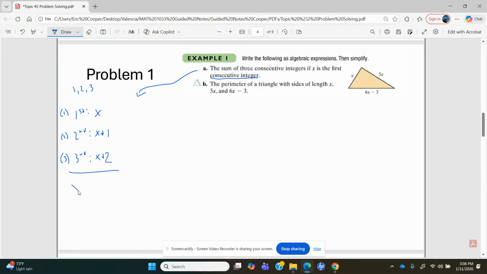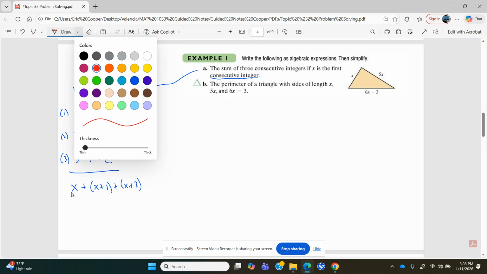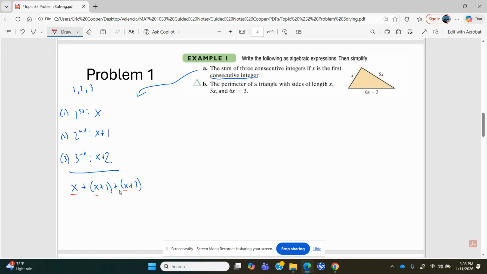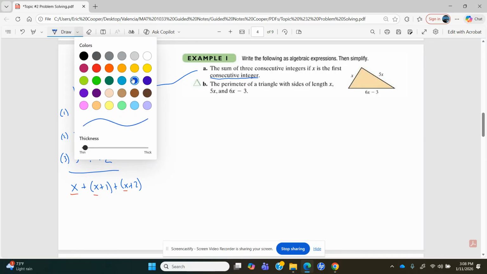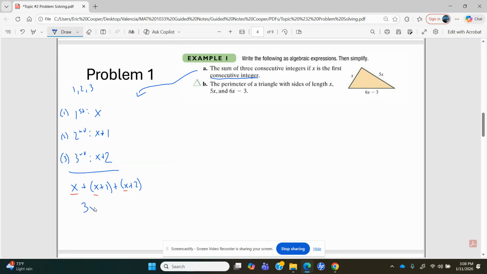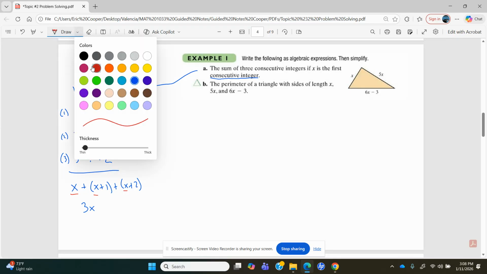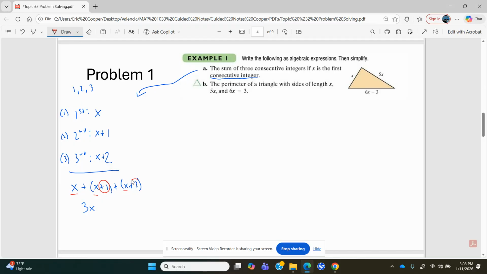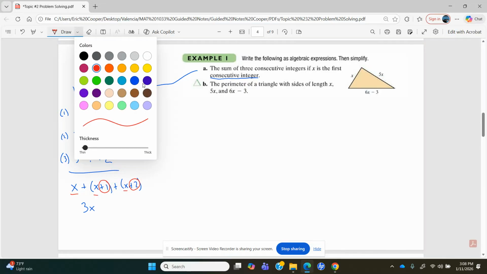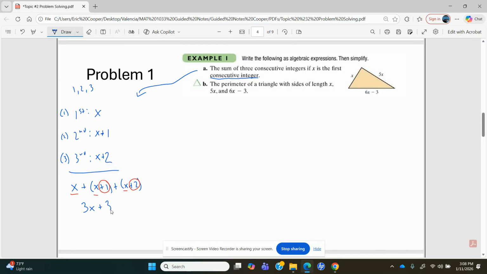They want the sum of these. So in order to find that, we're just going to take each of these 3 parts and add them together. We'll do this by combining like terms. I see I've got x, x, and x, and all of them are being added. x plus x plus x will give me 3x. And then I've got a positive 1 and a positive 2. 1 plus 2 will give me 3. I can't combine 3x and 3, so this is my final answer: 3x plus 3. This would be the sum of the 3 consecutive integers, assuming x was the first integer.